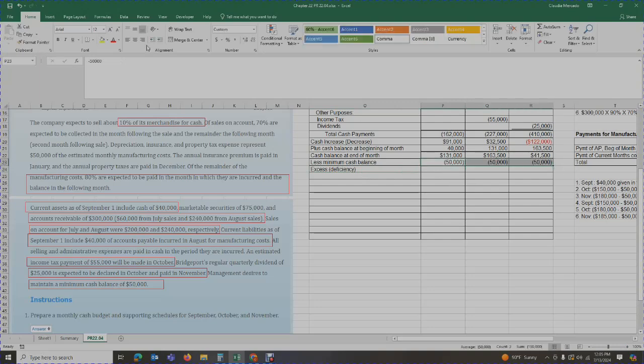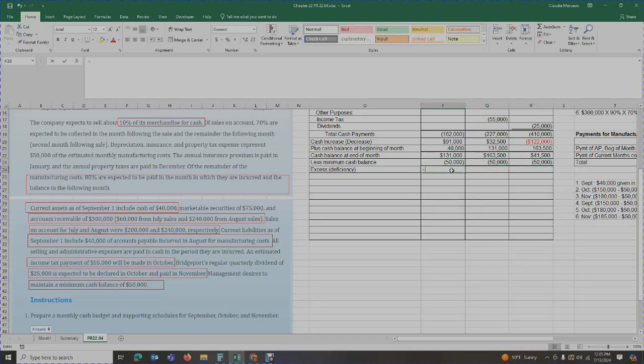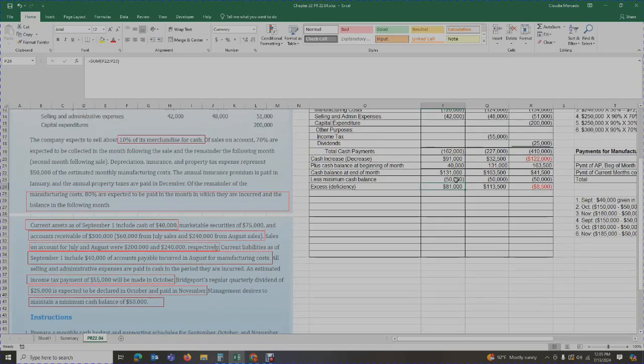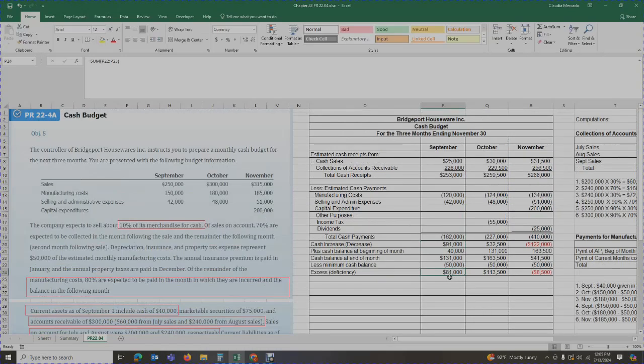Okay, so if we look at that, let's calculate if we are able to meet that requirement. Cash balance less your required minimum balance, and let's see if we are going to meet that. If we do the calculations, our cash balance minus the minimum cash balance required, in the month of September we're going to have $81,000 available on top of that $50,000 that we are required to have. So we're in good standing in September.